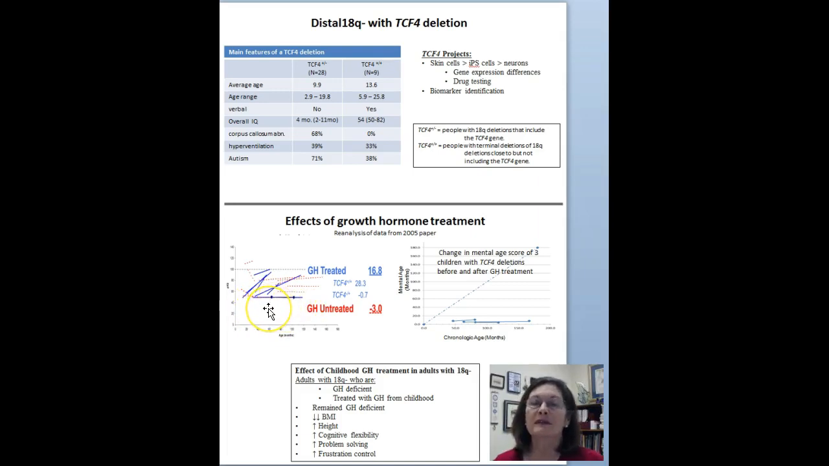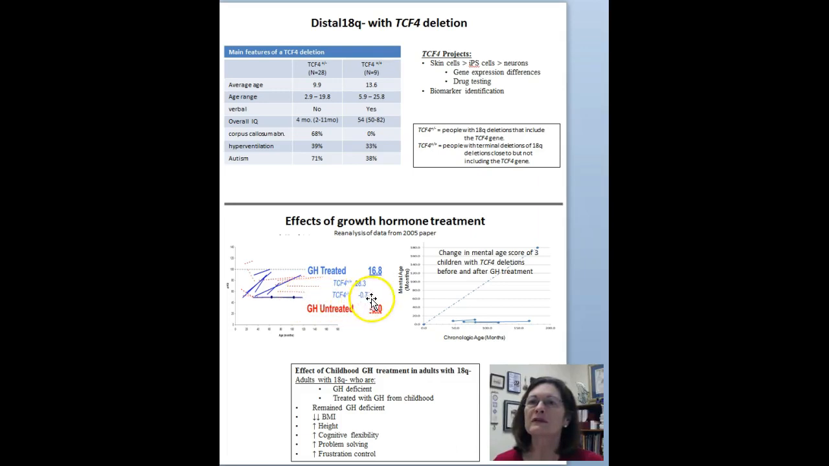We don't know because it's below the floor of the test. And so that is these people right here, and it turns out that those are the people who have deletions of TCF4. And like I said, we did not know that about the role of TCF4 at the time, so we did not separate them out. So now we can separate that group out.